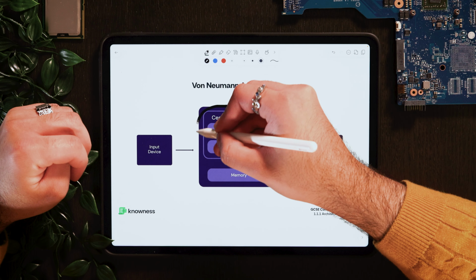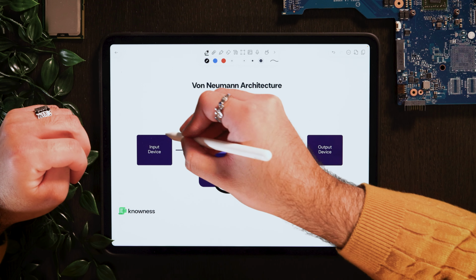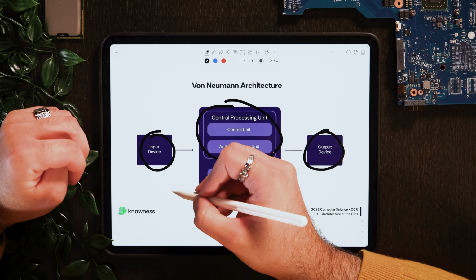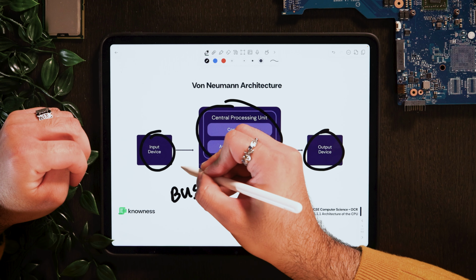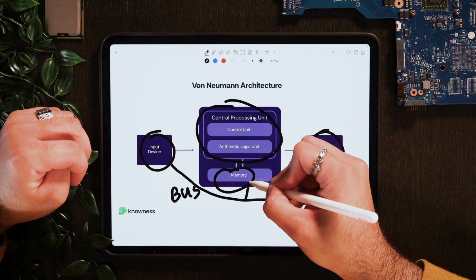The von Neumann architecture is the blueprint for how modern computers are structured. It's named after the famous mathematician and computer scientist John von Neumann, who was one of the pioneers of modern computer science. The main parts of the von Neumann architecture are the CPU, memory, input-output devices, and bus. As we talked about before, the CPU is the heart of the von Neumann architecture. It's in charge of executing instructions and processing data.